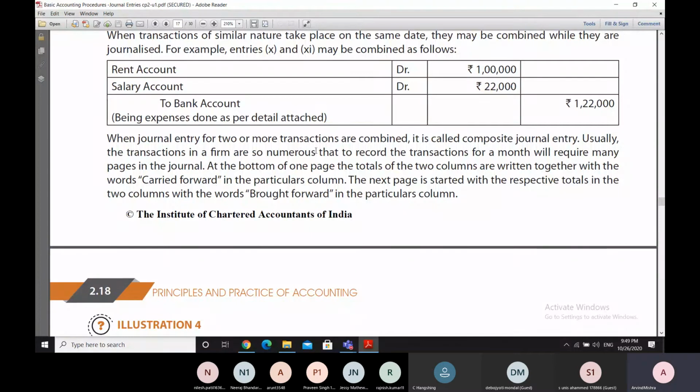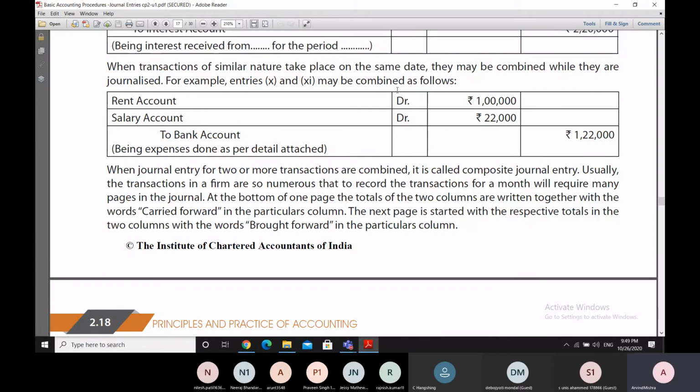Now, when journal entries for two or more transactions are to be combined, let's say here rent account is being debited, salary account is also being debited, and credit is going into the bank account because salary and rent are being paid out of the bank account. This kind of an entry is called the composite journal entry because two or more transactions are being combined. One transaction is take from bank, give to salary. Another transaction is take from bank, give for rent. Both are combined together here in a composite journal entry.